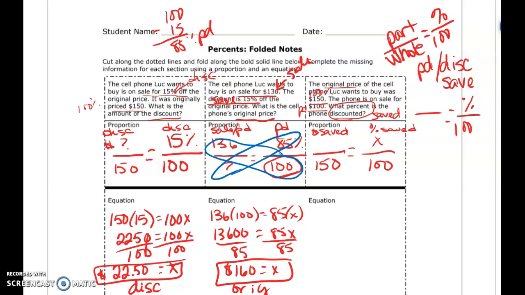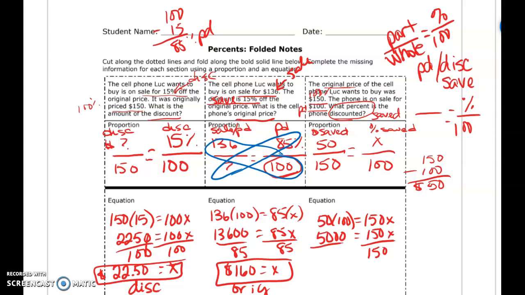Well, we know that it was $150 and now it's on sale for 100. So 150 minus 100 is he is going to save $50. So now we can do our cross multiply divide equation. So 50 times 100 equals 150 times x. 50 times 100 is 5,000. And when we do 5,000 divided by 150, we end up with a very ugly number.